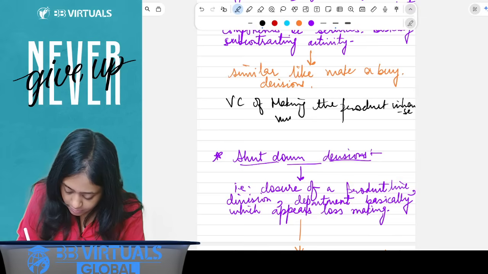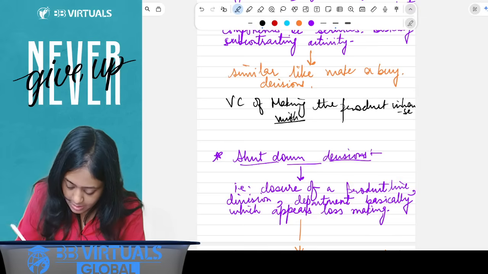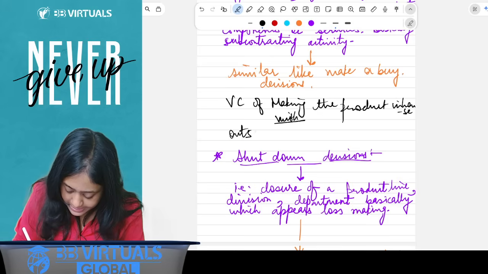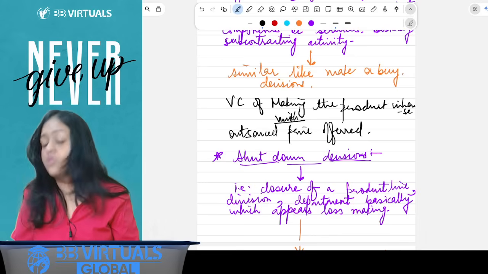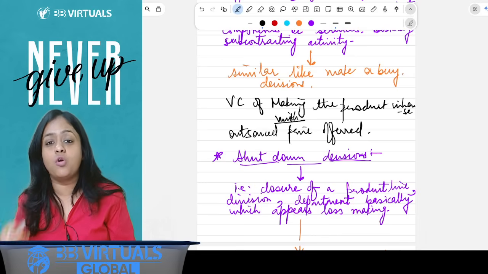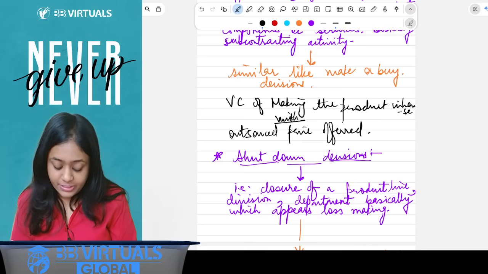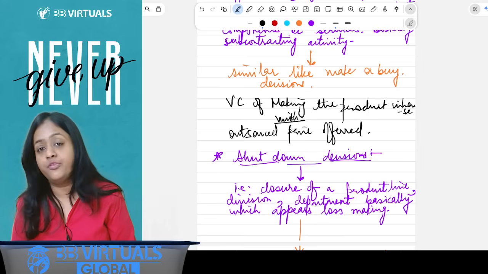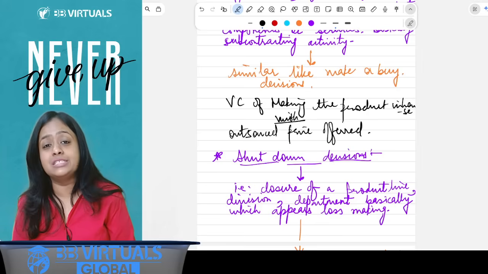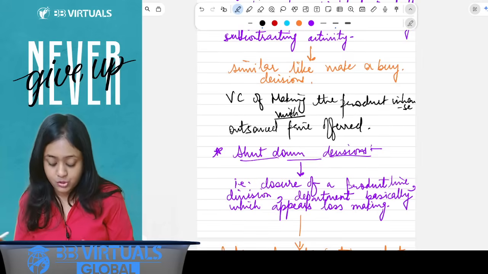with the outsourced price offered. The core purpose is that if the outsourced price offered is more than the variable cost, then definitely we'll make the product in-house. If it is less than the variable cost, then we will outsource the product.